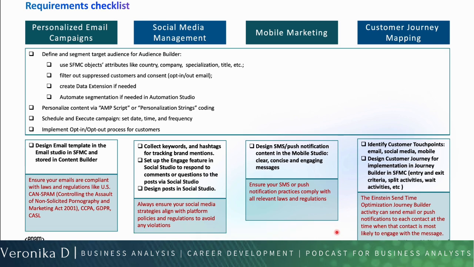I want to draw your attention to Einstein solutions again, because Einstein also has a lot of features in Salesforce Marketing Cloud and in Salesforce itself. But for example, if we're speaking about Einstein in scope of Journey Builder, you can use Einstein for sending communication at the appropriate time. For example, you send an email on Tuesday evening, not on Tuesday at 3 a.m.